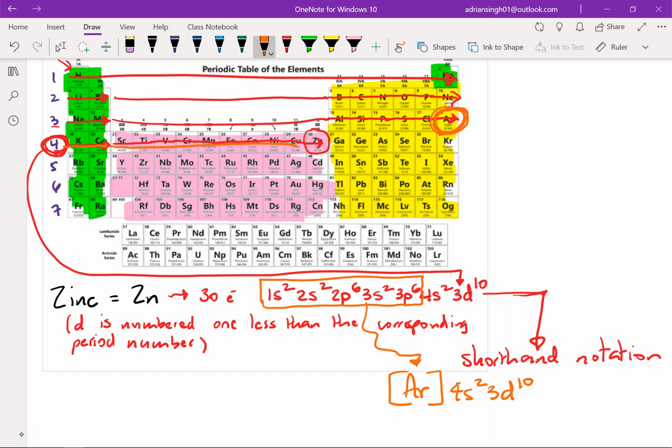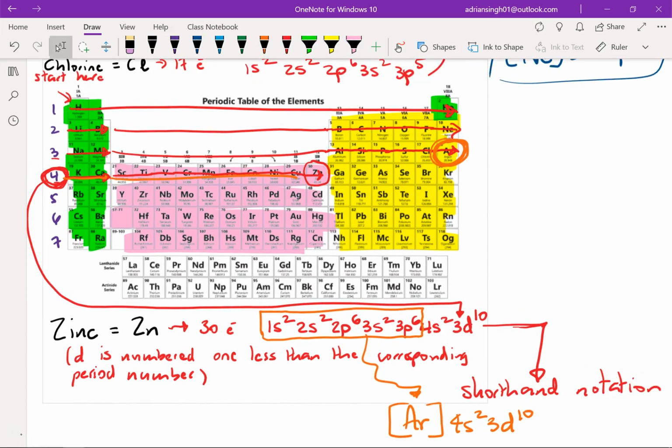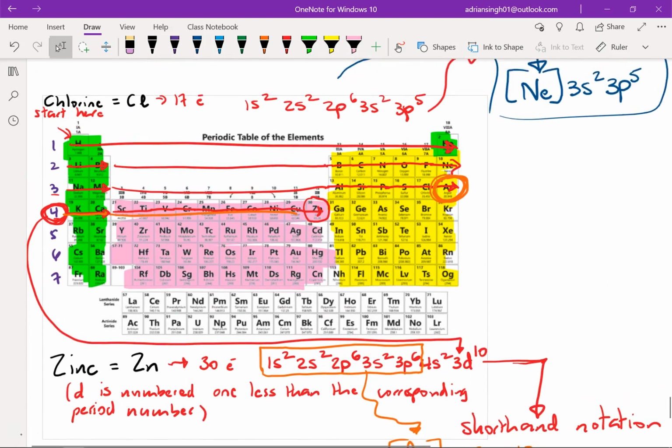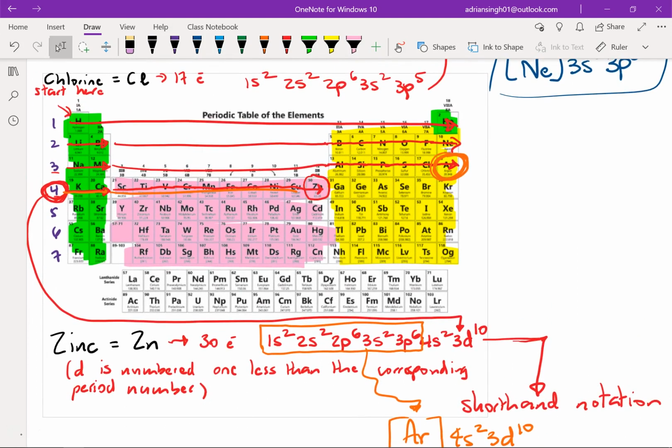And it is as simple as that. There are a couple exceptions to the rule in terms of filling the electrons. There's always exceptions to rules, but this is something you can always use as a really quick way to write your electron configurations.